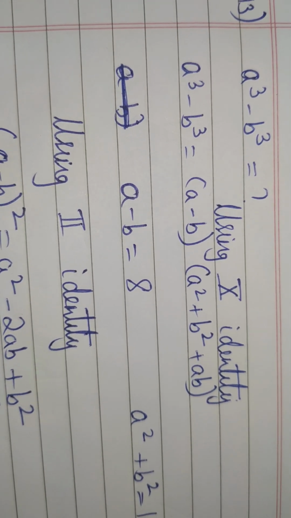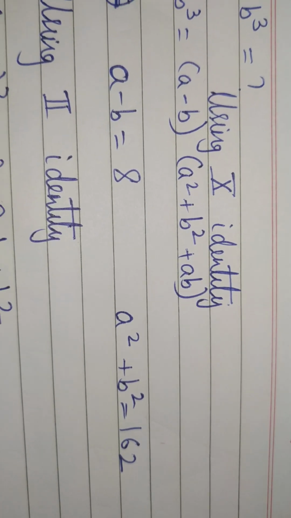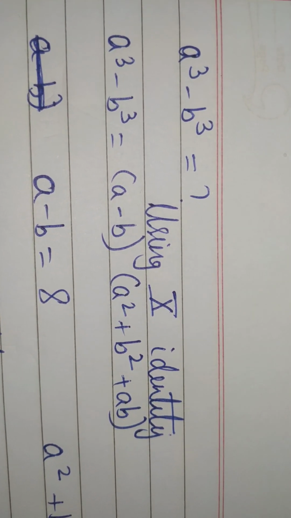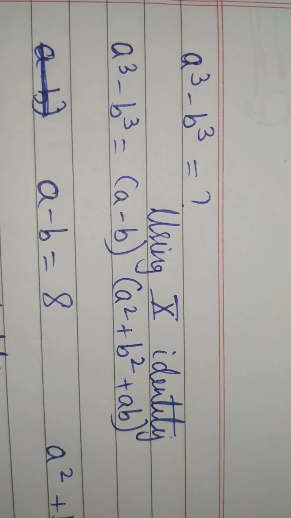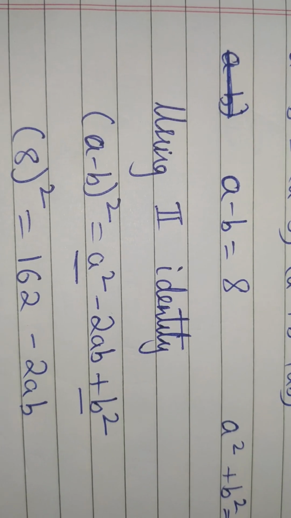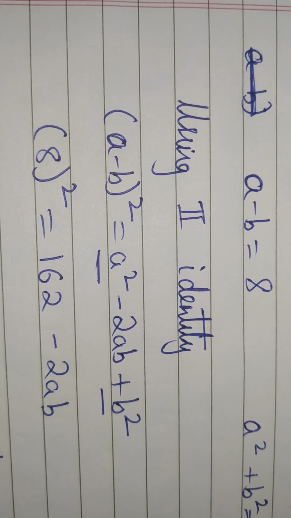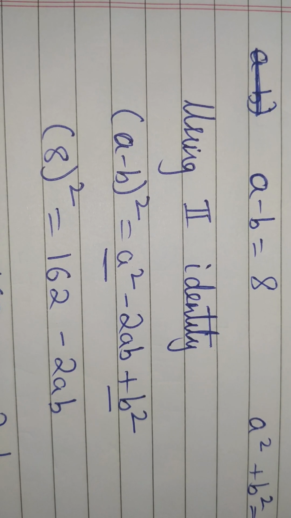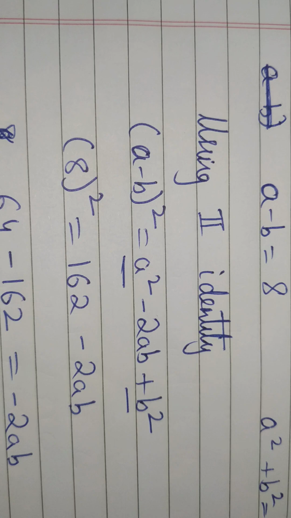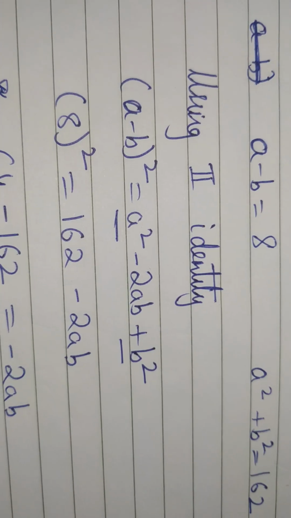So a minus b is equal to 8 and a raised to 2 plus b raised to 2 is equal to 162. In this case, ab is not given to us, so we can't solve this directly using the 10th identity. We need to find ab first, using the second identity. a minus b whole square is equal to a square minus 2ab plus b square. a minus b is equal to 8 square, which is equal to a square plus b square, how much? 162. So I will substitute 162 minus 2ab.